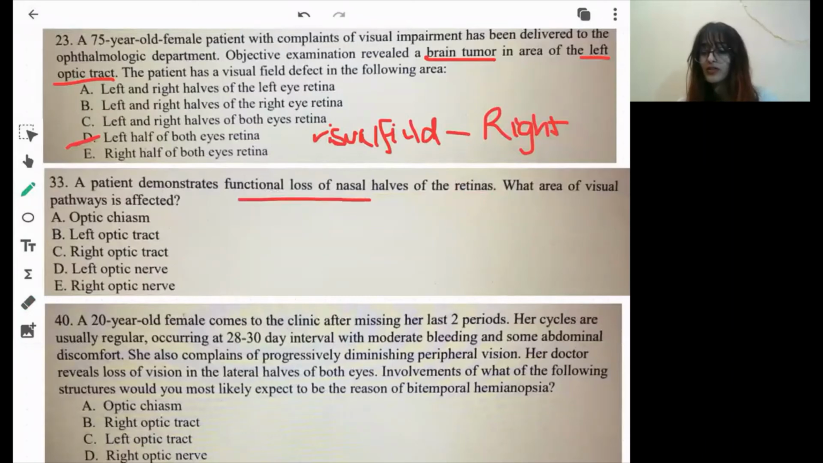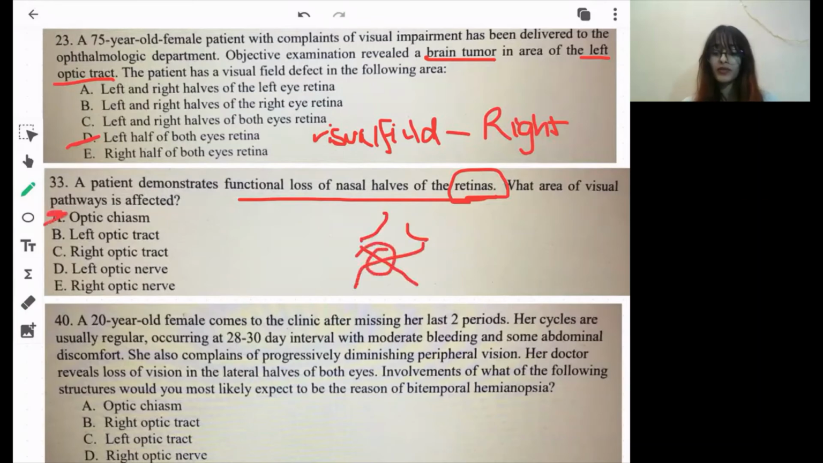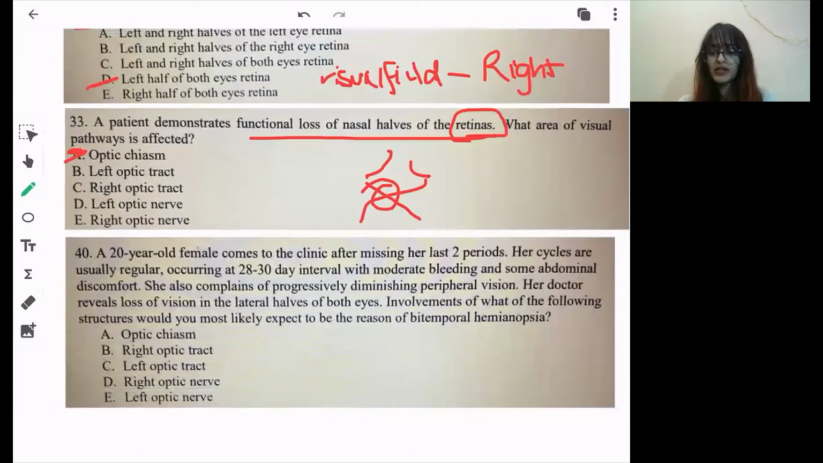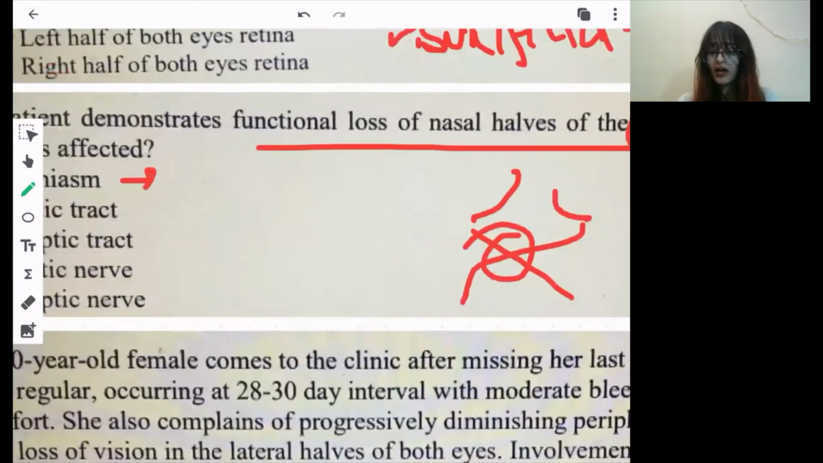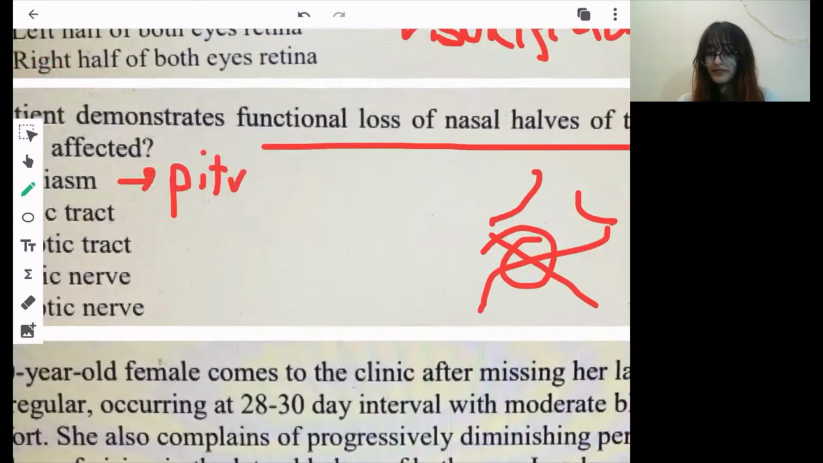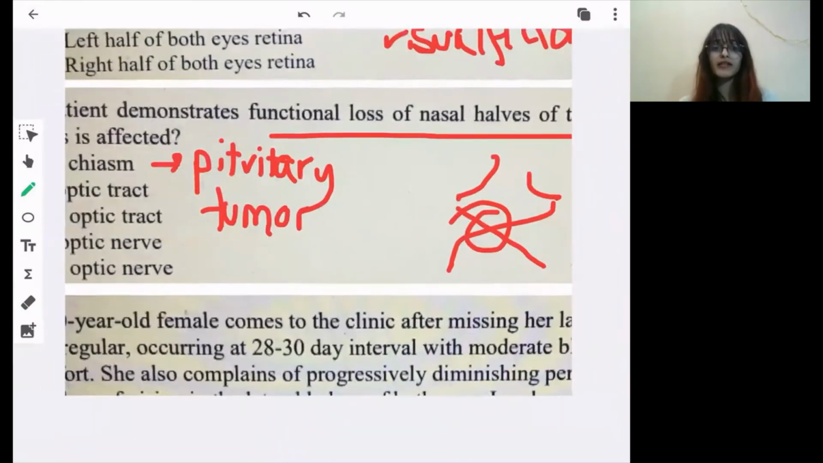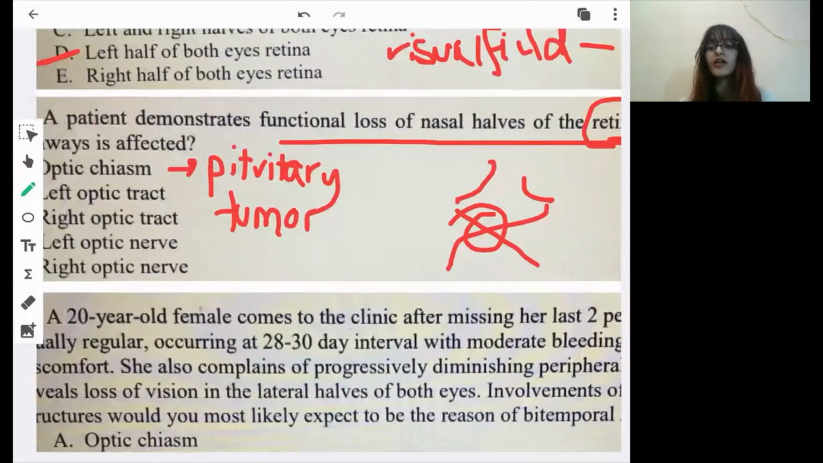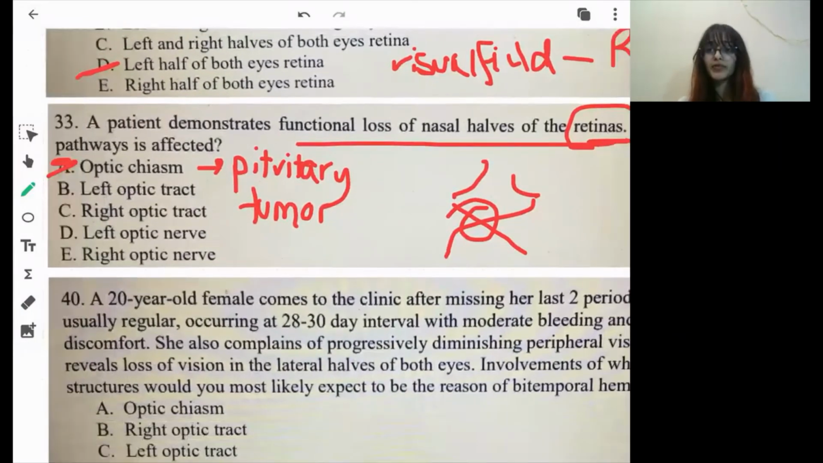Next question, lesion of nasal half of retina. Again, they are talking about retina and not the visual field. So the nasal half of retina fibers, you know, they cross in the optic chiasma. So here the answer would be optic chiasma. Because the optic chiasma can be affected by pituitary adenoma. If there's a pituitary tumor, it can compress the optic chiasma and there can be bitemporal hemianopia.